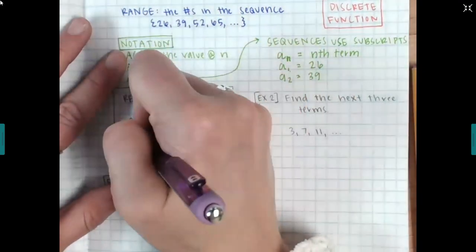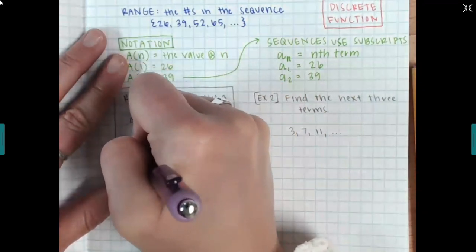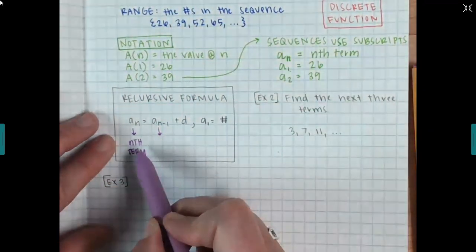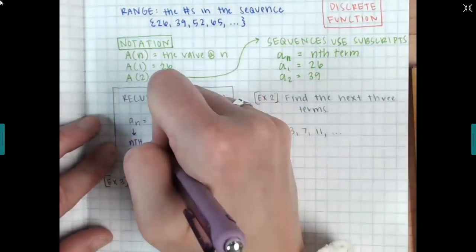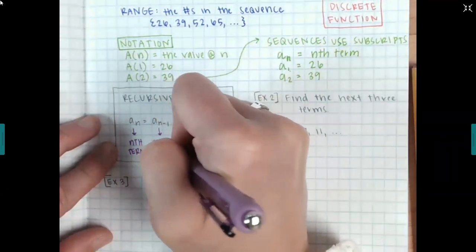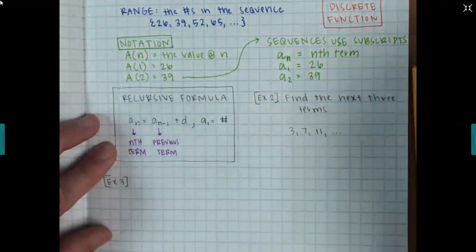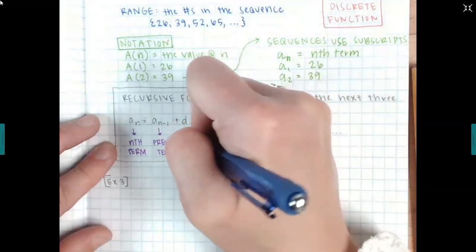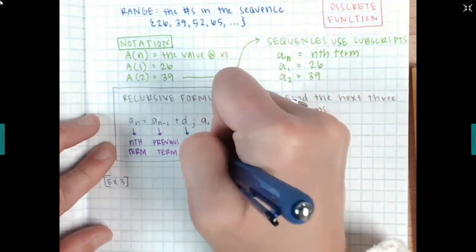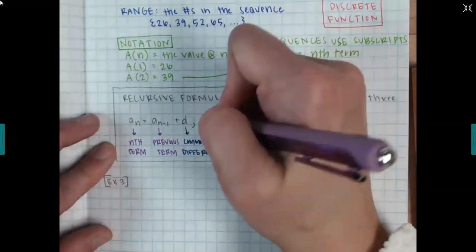A sub n is always the nth term. A sub n minus 1 is the previous term, so it's the term right before the nth term. We already know that d is the common difference. And then a sub 1 here is the first term.